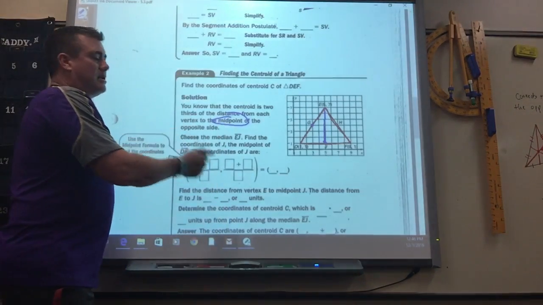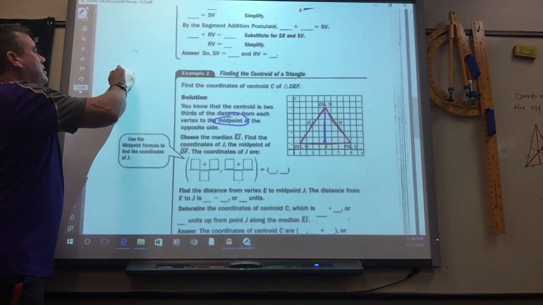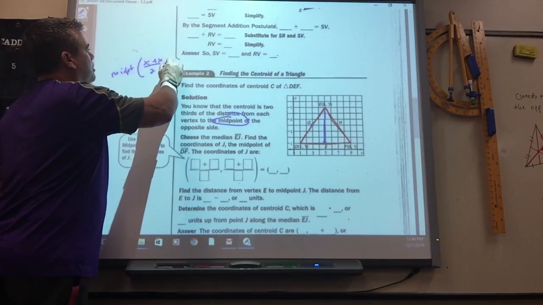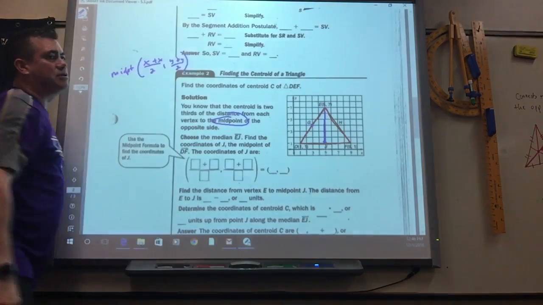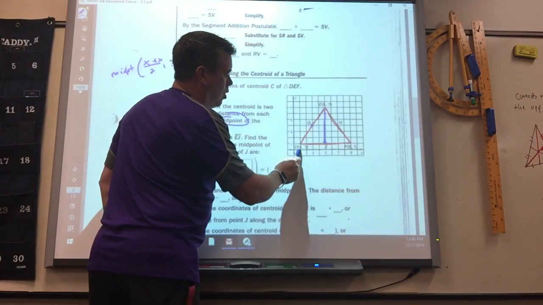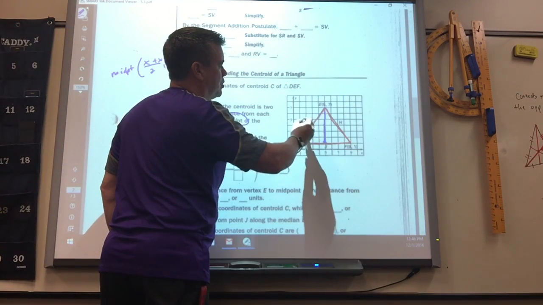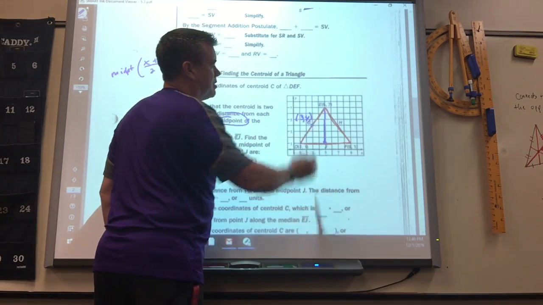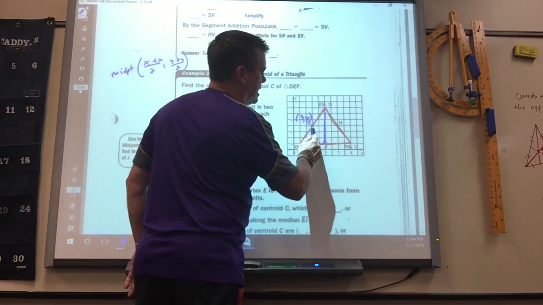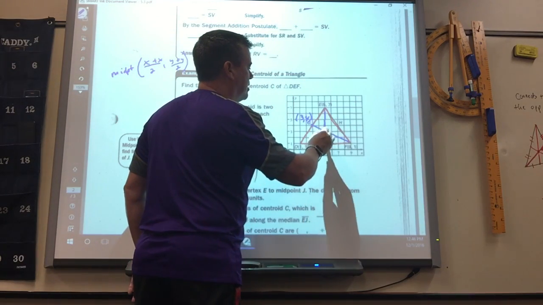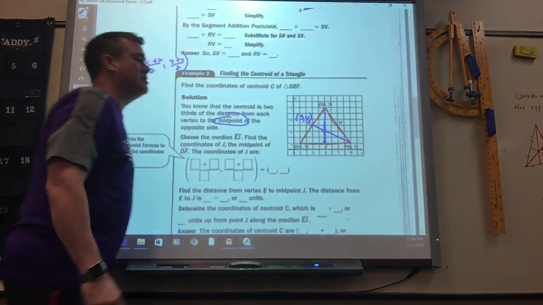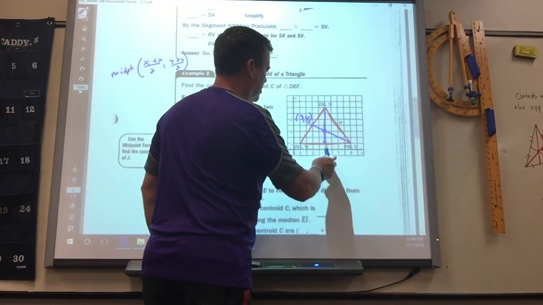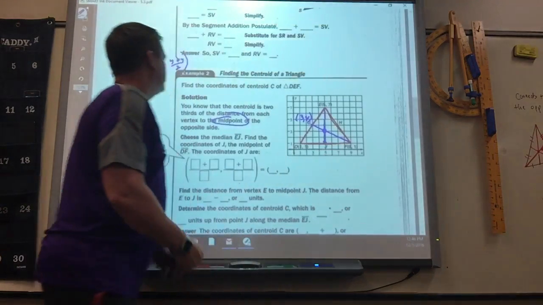Midpoint goes back to the beginning of the year. To find midpoint, it's x plus x divided by 2 and y plus y divided by 2, the average of the x's. 1 plus 5 is 6, divided by 2 is 3. 1 plus 7 is 8, divided by 2 is 4. So there's the midpoint. So when we draw it in, we just got to connect it there, and that would be the centroid then. 5 over 3 up. Okay?